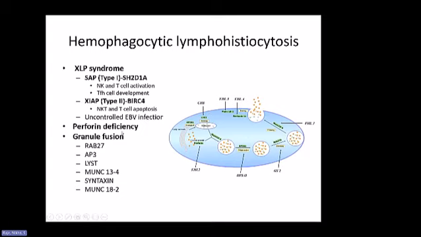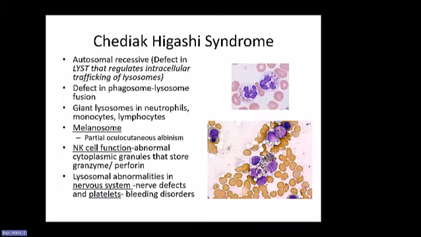Perforin defect is another one. SAP and XIAP defects can cause XLP. That can also increase your susceptibility to HLH. We talked about Chediak-Higashi. Chediak-Higashi is a defect in phagosome lysosome fusion.